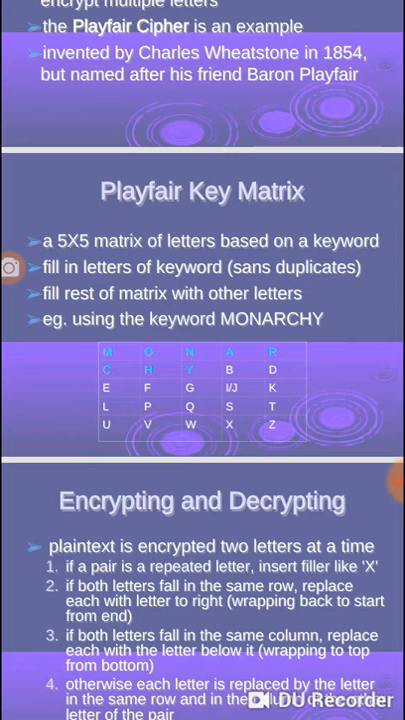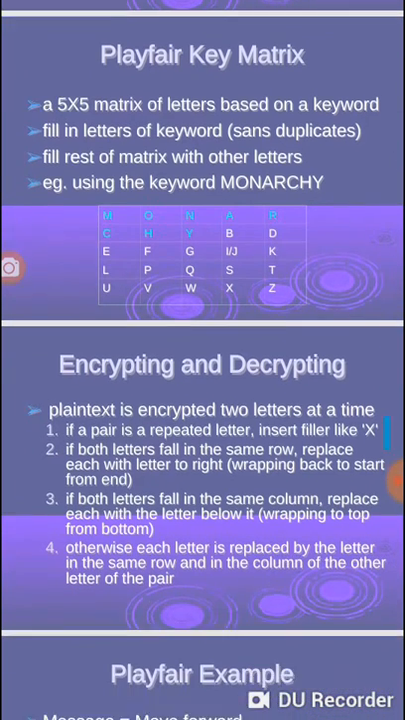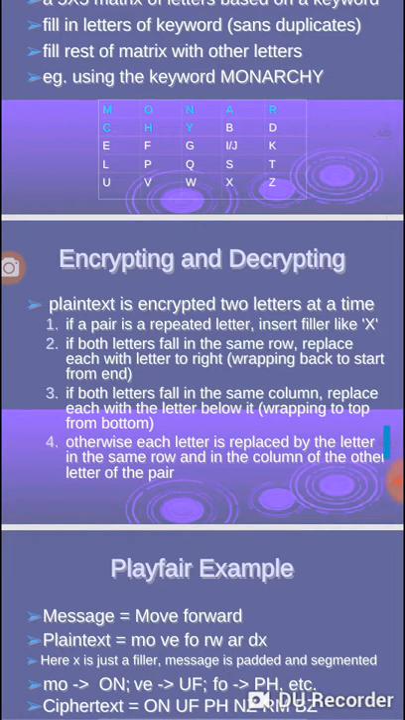First of all we write the keyword monarchy. Then after that the remaining letters B, D, E, F, G, I, J, where we can combine I and J because we have only 25 places, then K, L, P, Q, S, T, U, V, W, X, Z. So this is called the Playfair key matrix. Now, how do we encrypt and decrypt using the Playfair matrix?